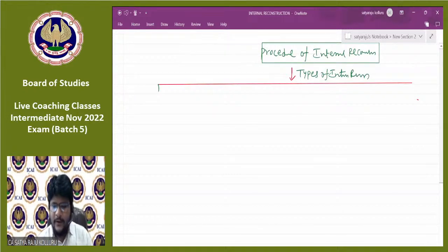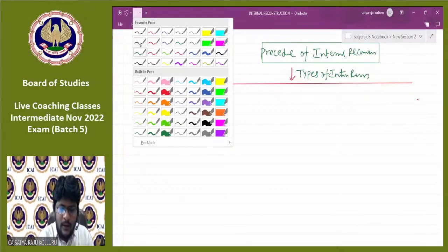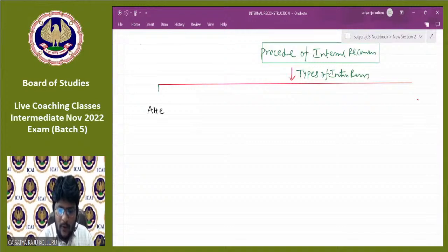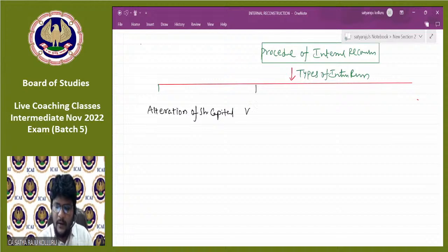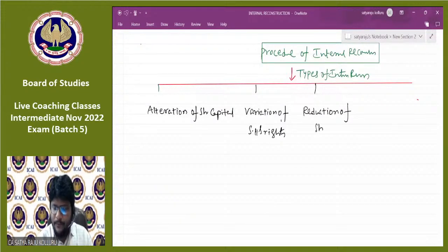In case of internal reconstruction, alteration of share capital may happen. Apart from alteration of share capital, variation of shareholders' rights will also occur. A reduction of share capital will happen. Compromise and arrangement.